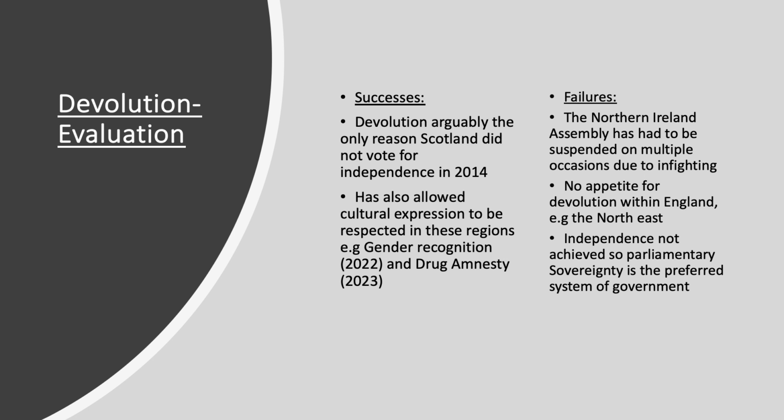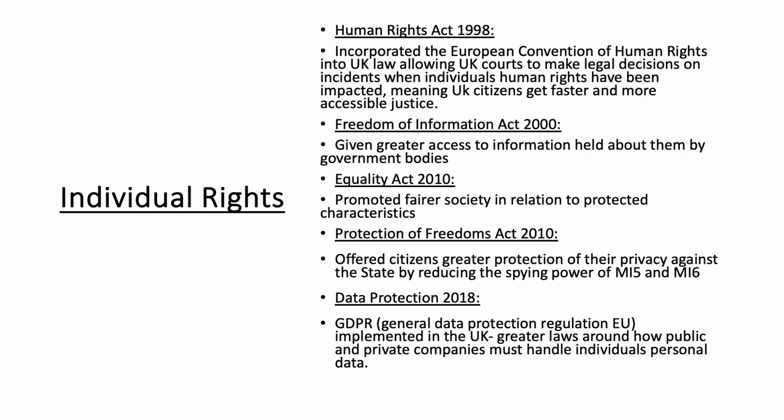And then another failure is that they have no appetite for devolution within the Northeast of England, like regional bodies in England. The Northeast was offered it, and they were like, no. And then independence was not achieved, so parliamentary sovereignty is the preferred system of government.